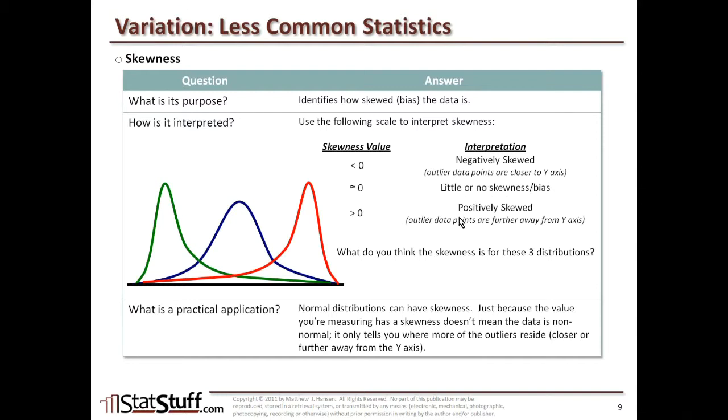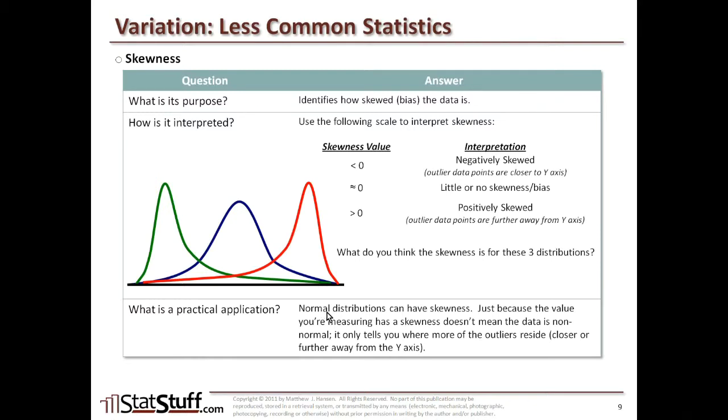If it's greater than 0, we would say it's positively skewed, where the outlier data points are further away from the y-axis. Using the examples on the left-hand side, this green distribution is positively skewed because the outlier data points are further off to the right-hand side, further away from the y-axis. Compare that to this blue one, which is more of a normal distribution, probably with a skewness of about 0 or very close to 0. Compare that to the red distribution, where most of the outlier data points are closer to the y-axis. Then we would say that's a negatively skewed distribution.